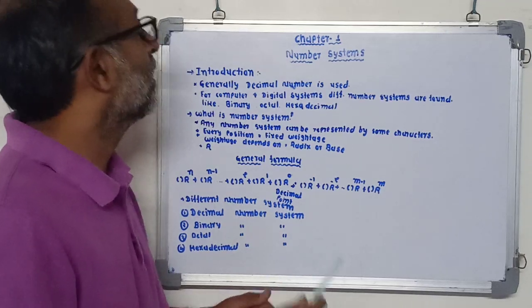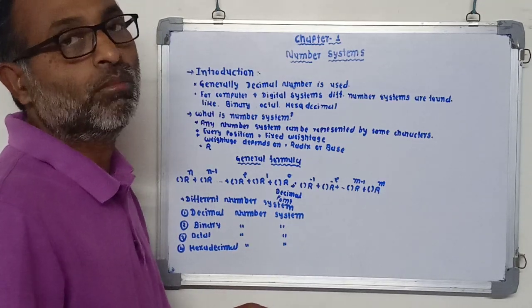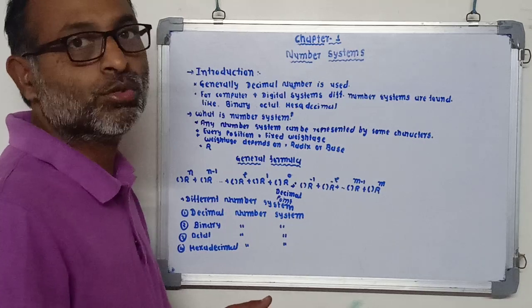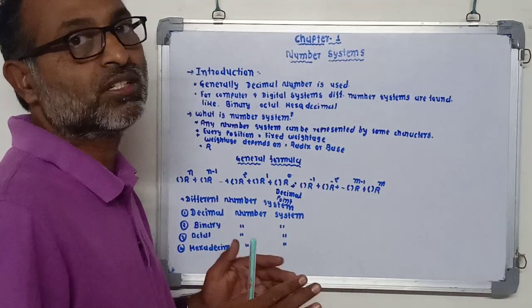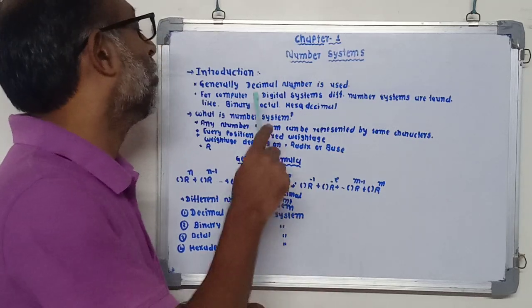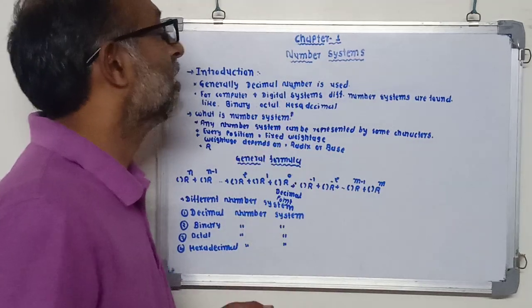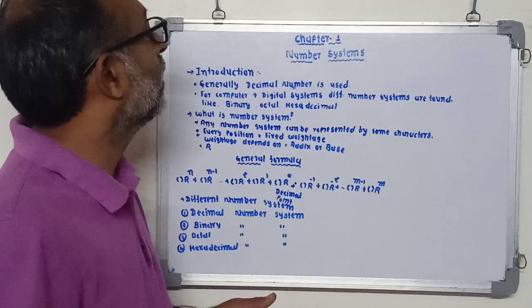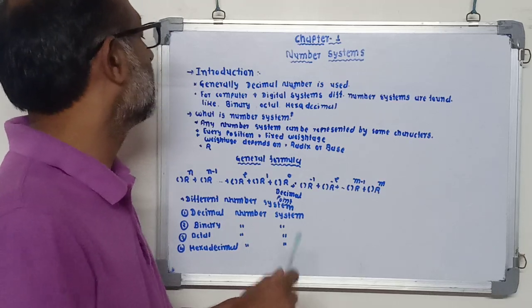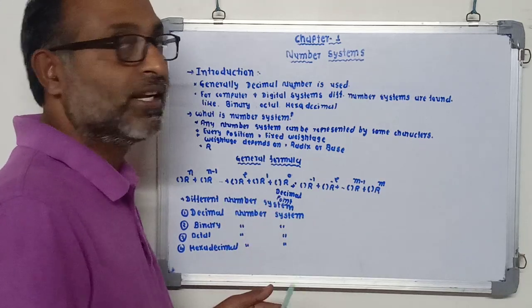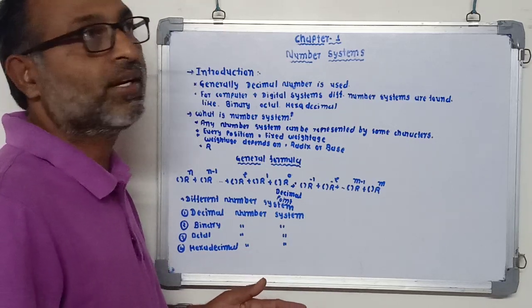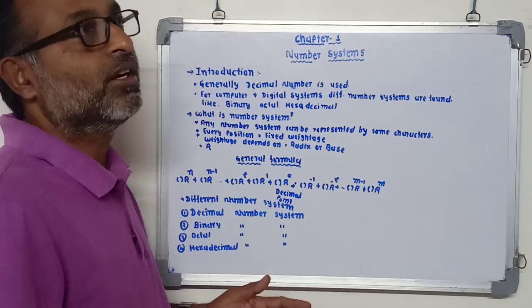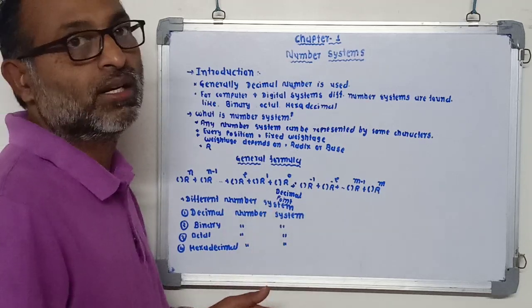First, the decimal number system is commonly used because it is used in our routine life. But different number systems are found for the computer or different digital systems, like binary, octal and hexadecimal numbers. And alphanumeric characters can also be converted into a different number system.